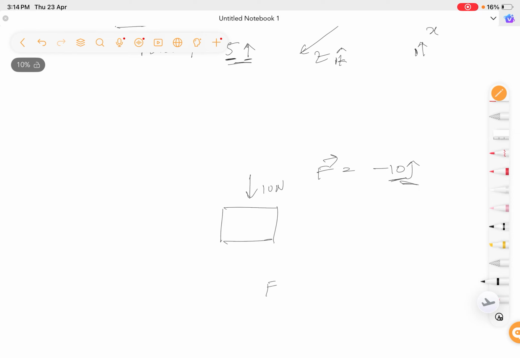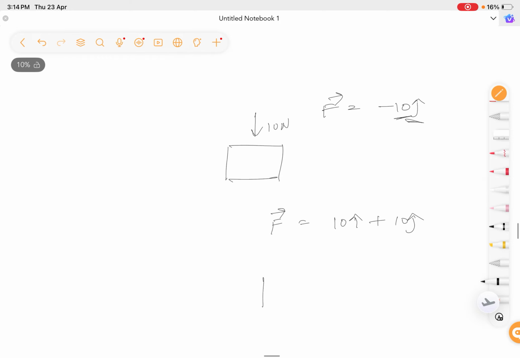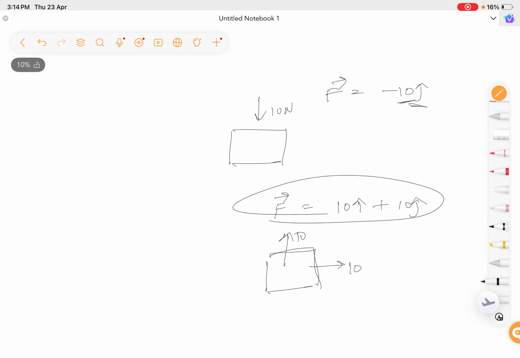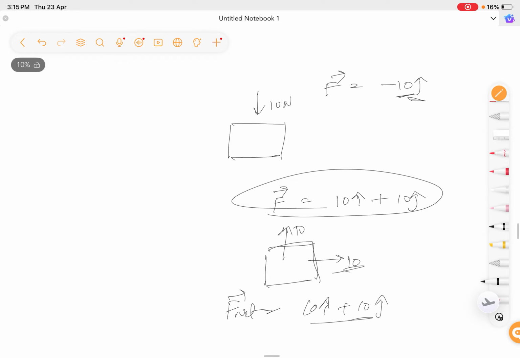Suppose the net force acting on the body is 10 I cap plus 10 j cap. Then we can say there is a force of 10 acting like this and 10 acting vertically upwards. The combination of both is the resultant. The two forces are acting, so the net force is 10 I cap plus 10 j cap.